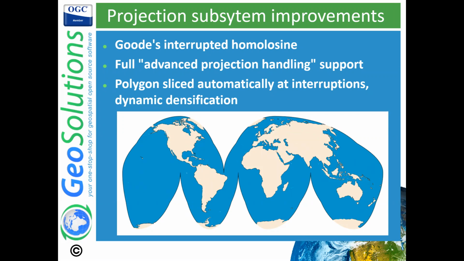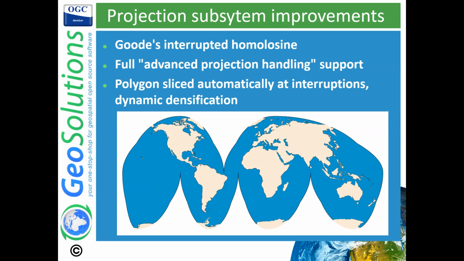What's interesting about the support for this projection is that it fully supports its interrupted nature by means of the advanced projection handling support. In particular, if we look at this map, which is a Goode interrupted homolosine for the lands, as you can see, it doesn't cut the lands all that much. It's just cutting over Greenland and over Antarctica.